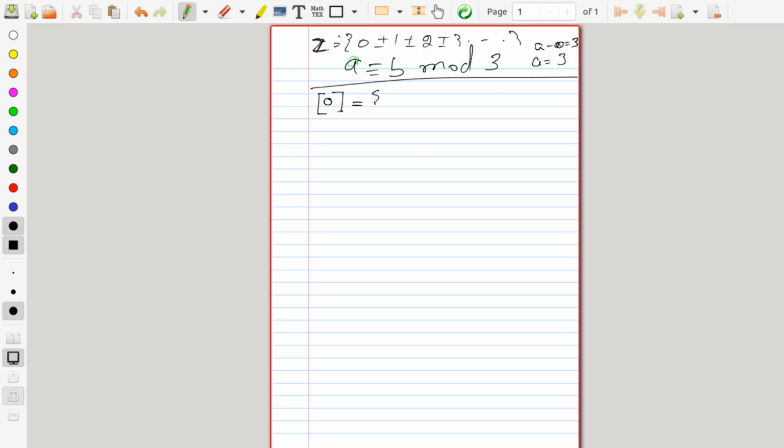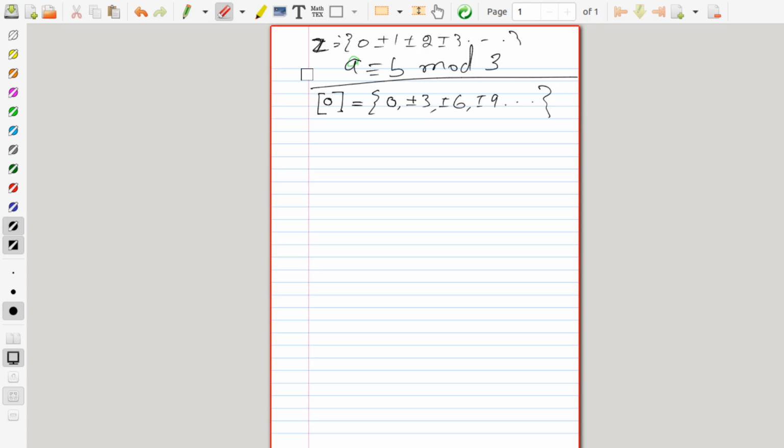So it contains the elements like, obviously 0 belongs to that set, then the elements like plus or minus 3, plus or minus 6, plus or minus 9, etc. These are the elements in the equivalence class of 0.